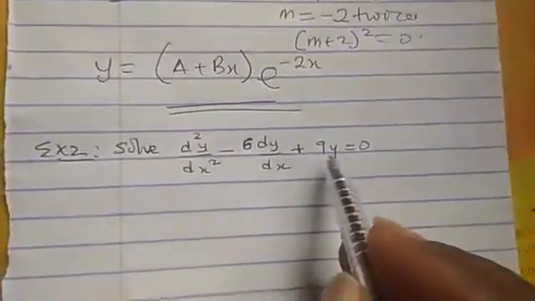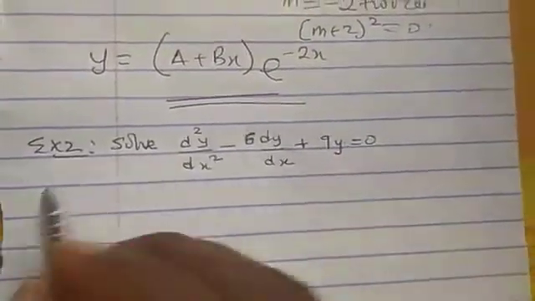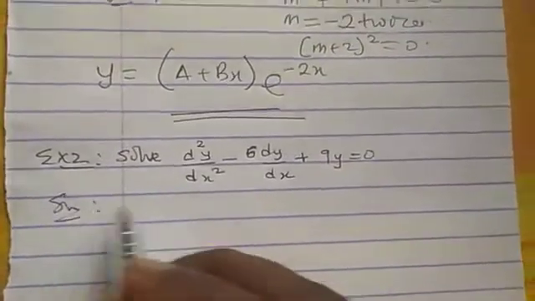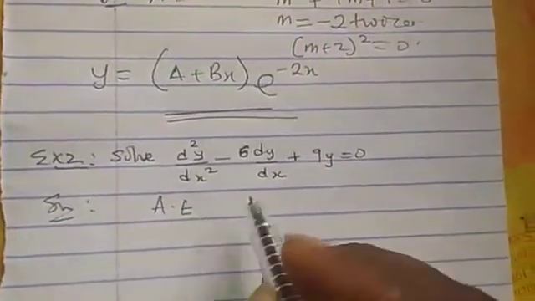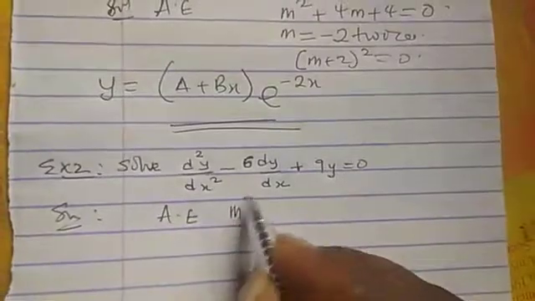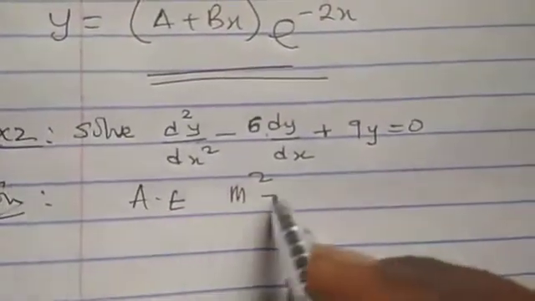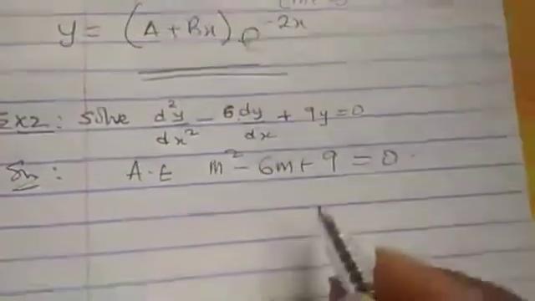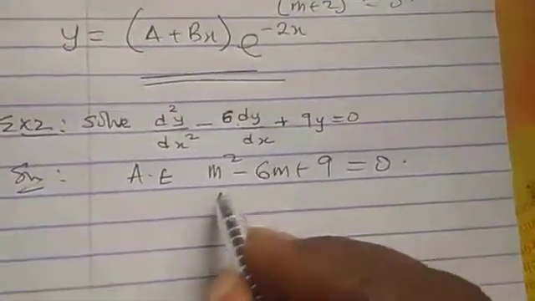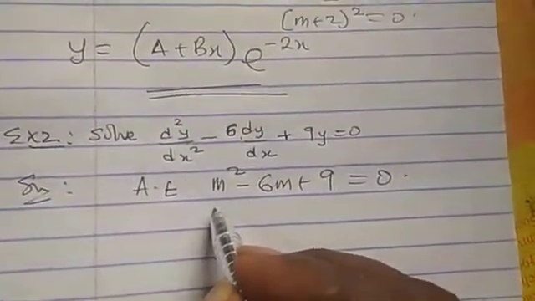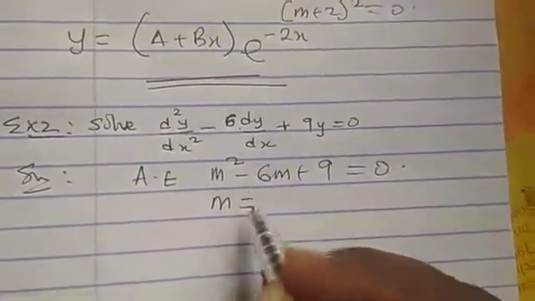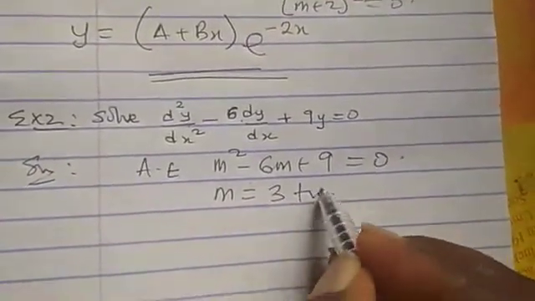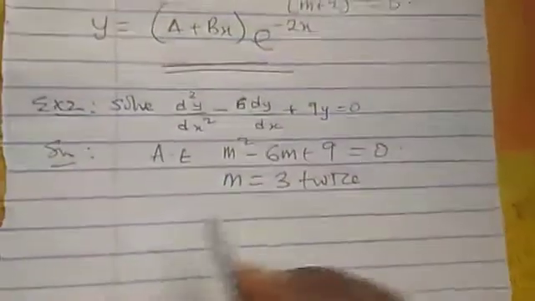Let's consider another example. This is our second example. We want to solve this differential equation. So solution, the first thing is we find the auxiliary equation. This is m squared minus 6m plus 9 equal to 0. Now, here we are going to solve the quadratic equation, and when we solve it, we should have 3 twice. m is equal to 3 twice.